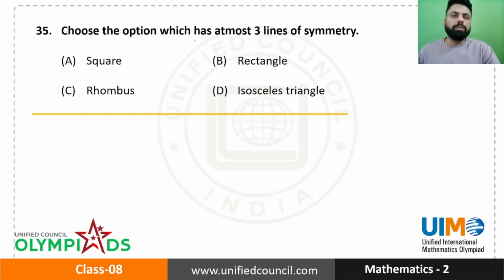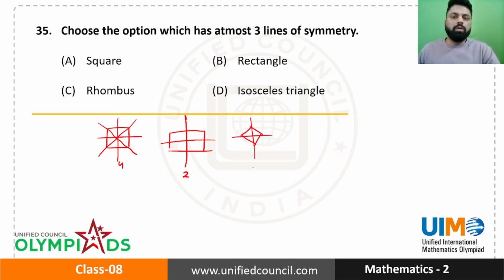Next one. Choose the option which has at most 3 lines of symmetry. For square, there are 4 lines of symmetry. For rectangle, there are 2 lines of symmetry. For rhombus, there are 2 lines of symmetry. And for isosceles triangle, there is 1 line of symmetry. So at most 3. So in that case, B, C and D are the correct answer. Square cannot be the answer because it has 4 lines of symmetry. So this is how we can solve the question.